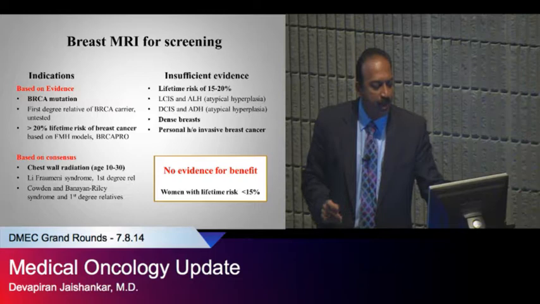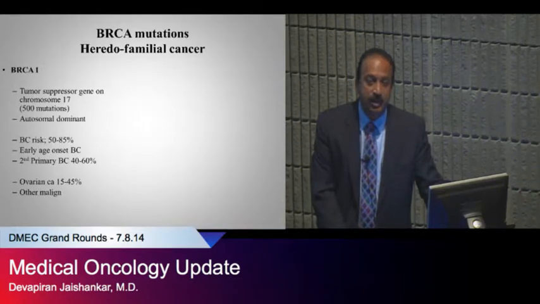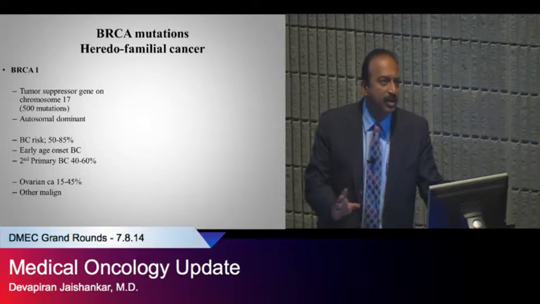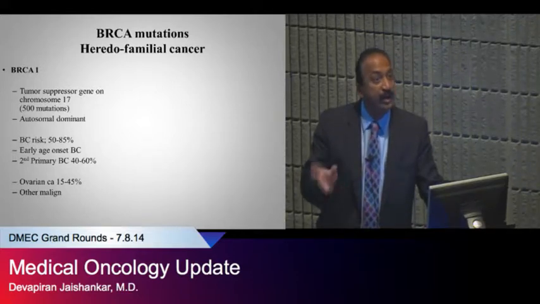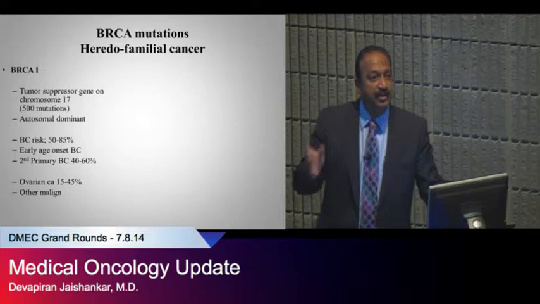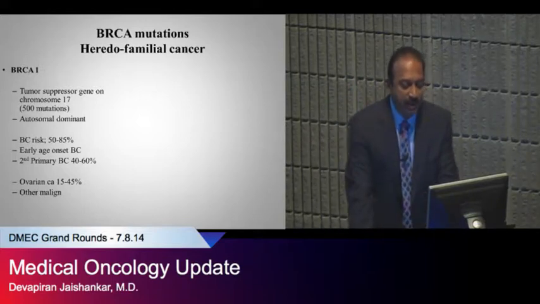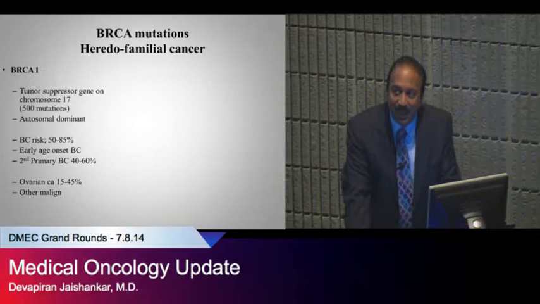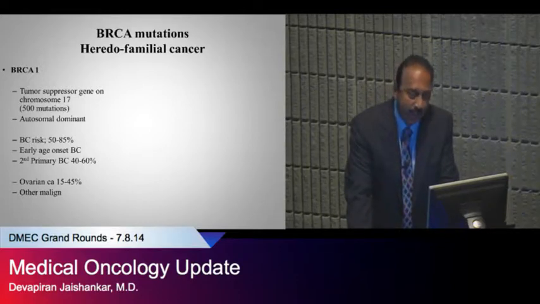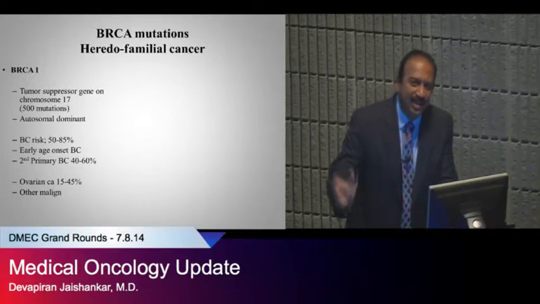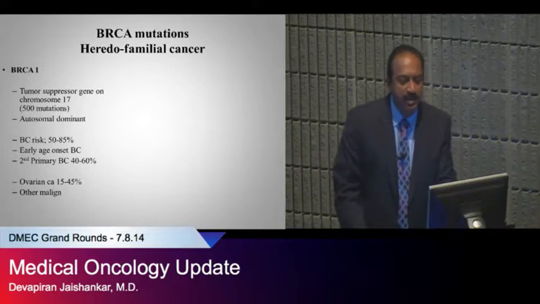So hereditofamilial mutations, BRCA1, it's a tumor suppressor gene on chromosome 17. We have a slew of 500 such mutations which have been known, and every day we see some variant mutations, the significance of which is unknown. The breast cancer lifetime risk is 50 to 85%. Early onset breast cancer is an issue. Second breast cancers, which is why we would offer a prophylactic bilateral mastectomy. Ovarian cancer risk is about 15 to 45%. There is a risk for some other malignancy, not as high as in BRCA2.